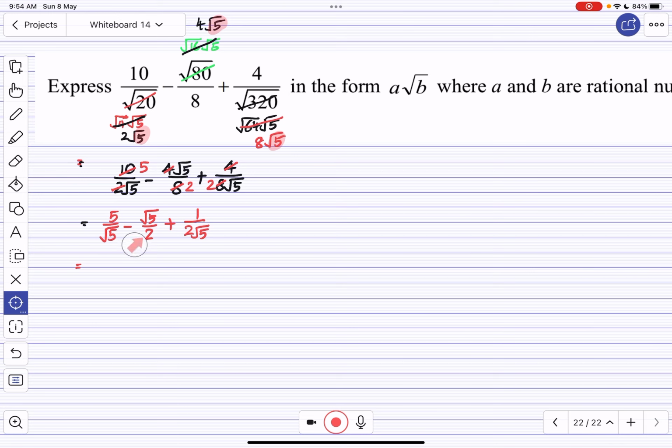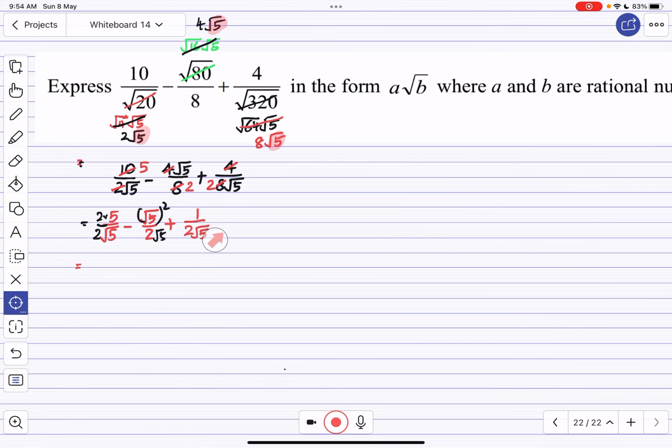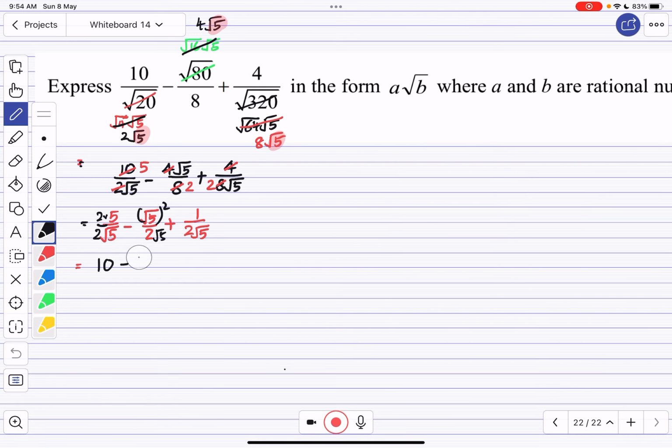Looking at all three terms, the common denominator seems to be 2 square root 5. So this is what I'm going to do. I multiply by 2. Multiply by square root 5. And the last term seems all set. It's already 2 square root 5. Okay? So my first term, I have a 10. My second term, I have a 5 square root 5 square, that gives you a 5. Last term is 1 over 2 square root 5 as a common denominator.